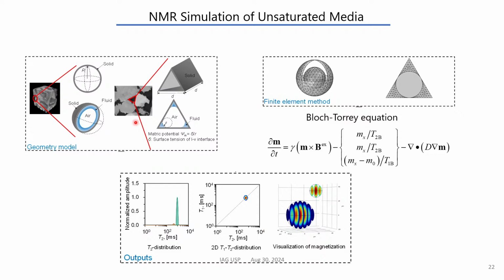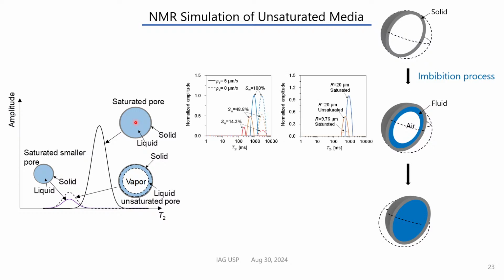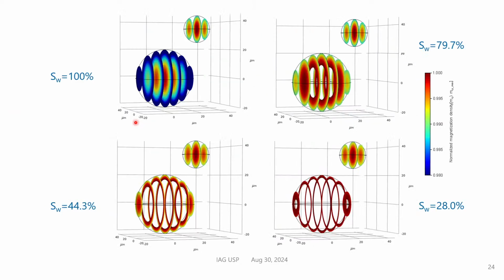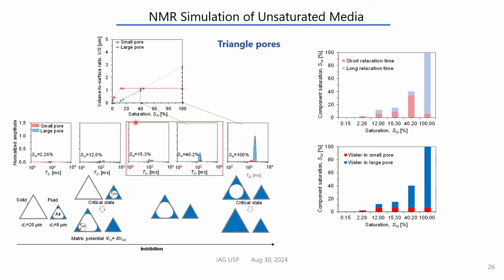So I'm glad this has been going quite well. This is our simulated data. I'm not going into the detail about this, but basically this is telling us how we can establish a new interpretation framework for unsaturated NMR signals. And this shows some of the direct output from the simulation result as the saturation decreases. And this is the impact of different pore shapes: this one is spherical and this one is triangle.